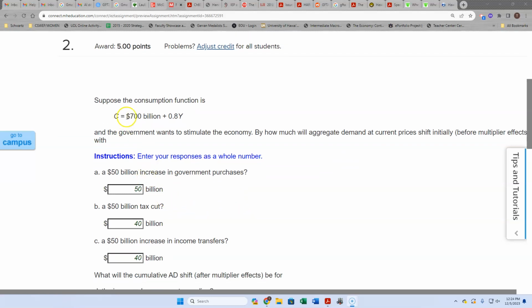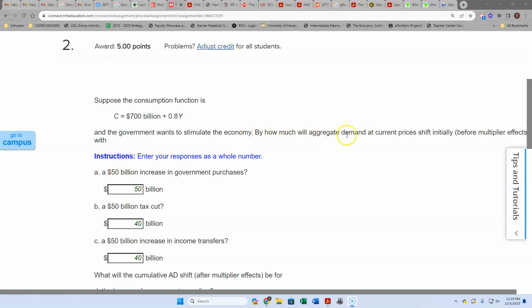Explaining this. So here we've got our consumption function, 700 billion plus 0.8Y. What we need to do first is find out what the marginal propensity to consume is, the MPC. That's actually given to us in the equation by the 0.8, because for every dollar that Y goes up, the consumer is spending 0.8 of it. So the MPC is equal to 0.8. Okay, so we're going to go with that to start. It's showing you the answers already, but let's talk about why they are the answers.